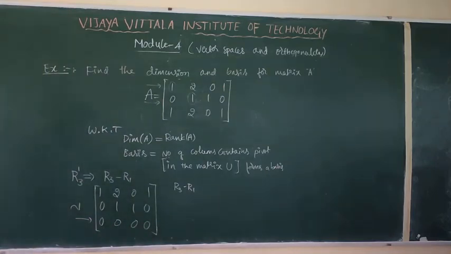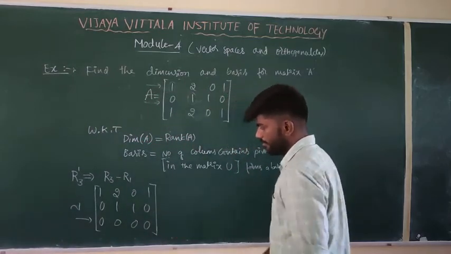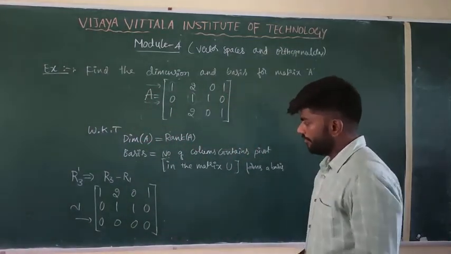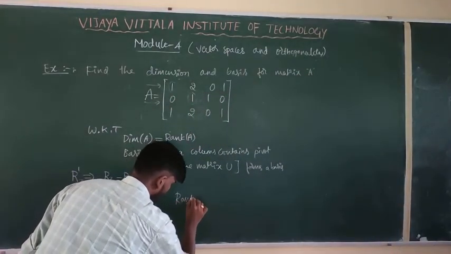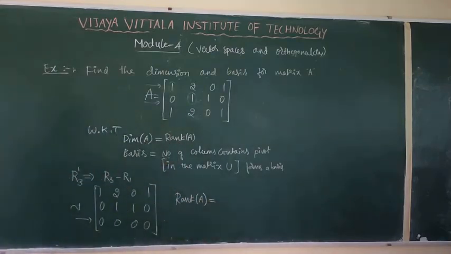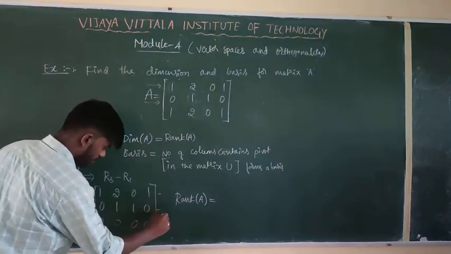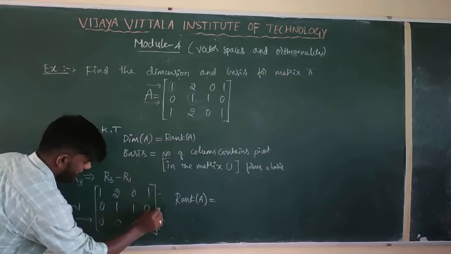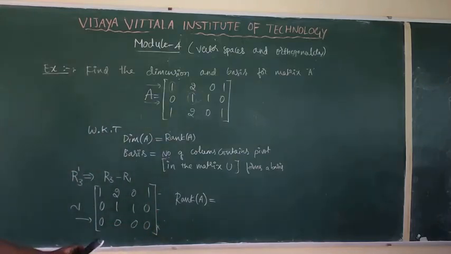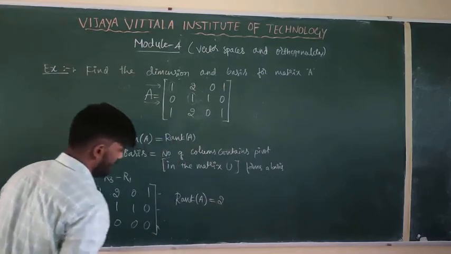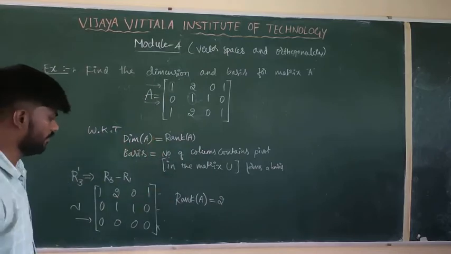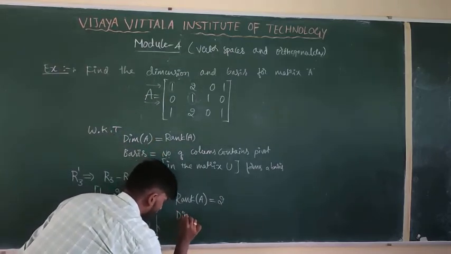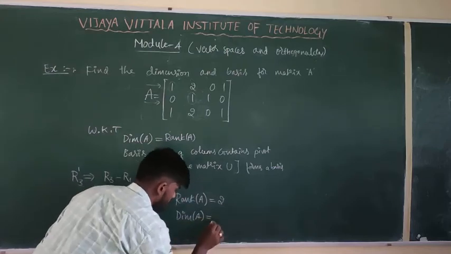Using this matrix, we find the rank. The rank of the given matrix A is the number of non-zero rows in this matrix. This row is non-zero, this row is non-zero, and this row is zero. Therefore, these two are non-zero rows, so the rank becomes 2. We already know that the dimension of the matrix is equal to its rank. Therefore, the dimension of A is also 2.